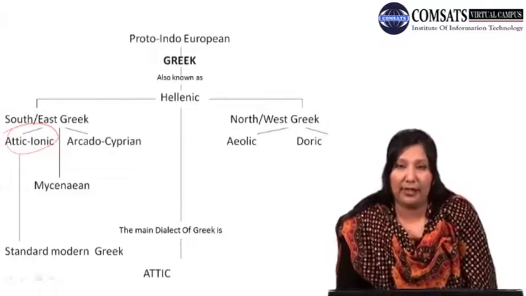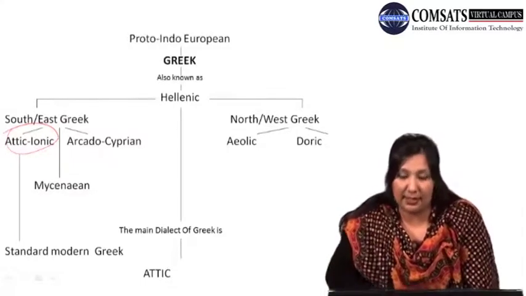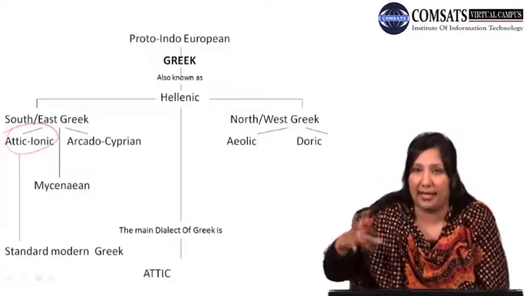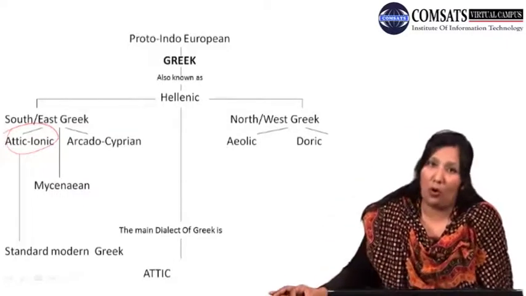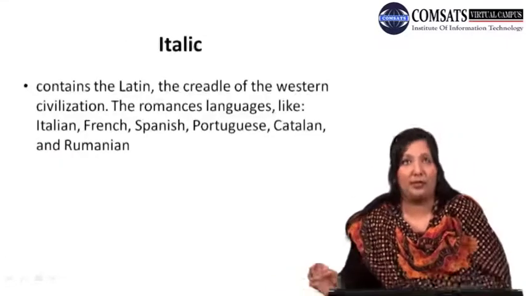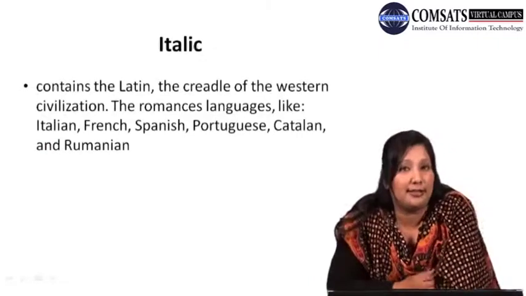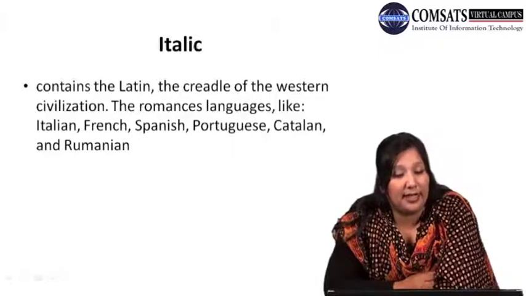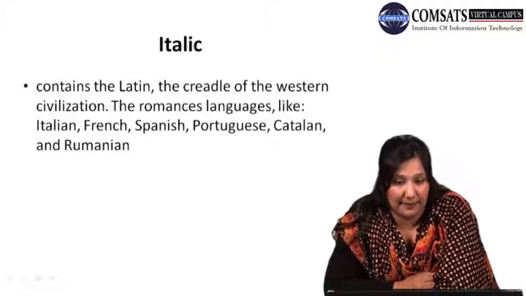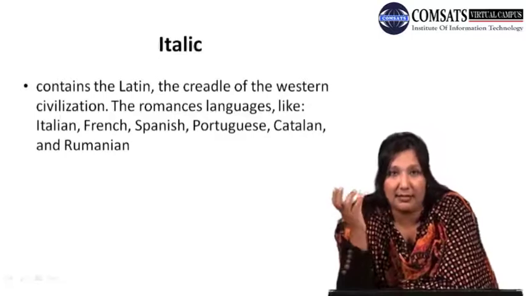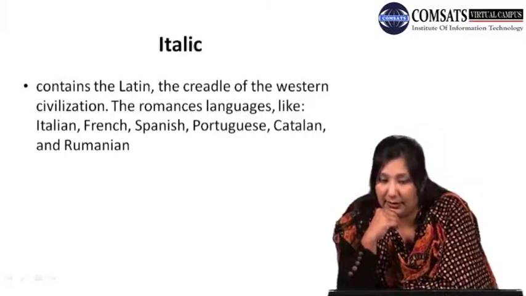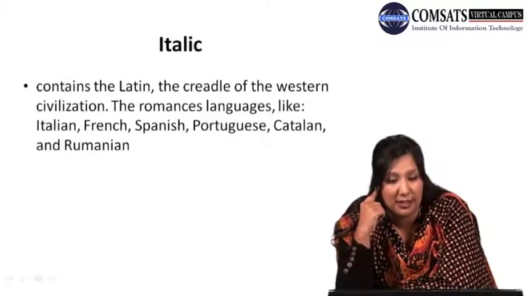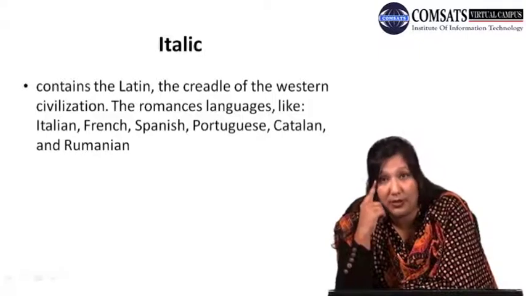The main dialect of the Greek is Attic. This was the famous standardized dialect that was accepted and spoken all over. Then comes the next branch, that is Italic. Italic contains Latin, the cradle of Western civilization.